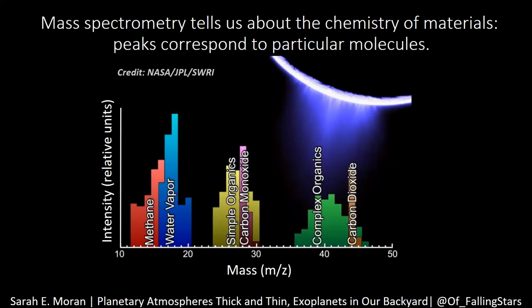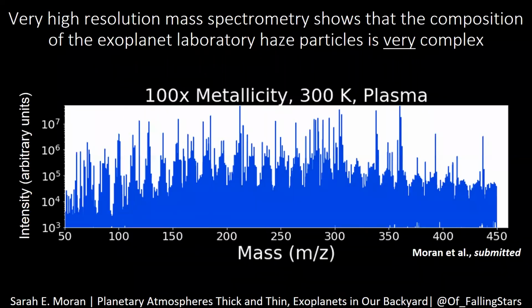What I really want to highlight here is that this chart goes up to 50 m/z. Also, the instrument on Cassini that was able to do this had very low resolution. It could only resolve one mass to charge, or one atomic unit. If we go to the measurements that I took in the lab, it starts at 50 m/z and goes out to 450. I actually took measurements out to 1,000.